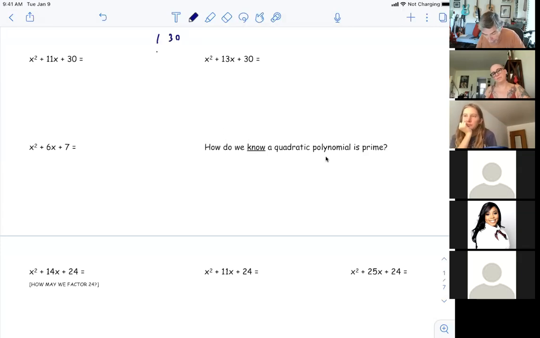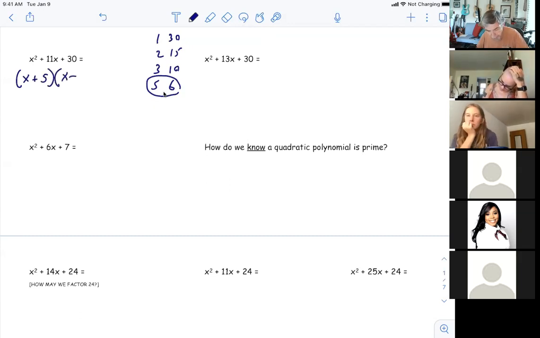So if I do 1 and 30, 2 and 15, I want to be very careful not to skip any possibility. 3 and 10, 5 and 6, and now I'm done, because the next would be 6 and 5. So it just starts repeating in reverse order. So there's 4 different ways we can multiply whole numbers and get 30. Do any of them add up to 11? There you go. Those have a sum of 11. So this will factor: x plus 5, x plus 6. Look okay?